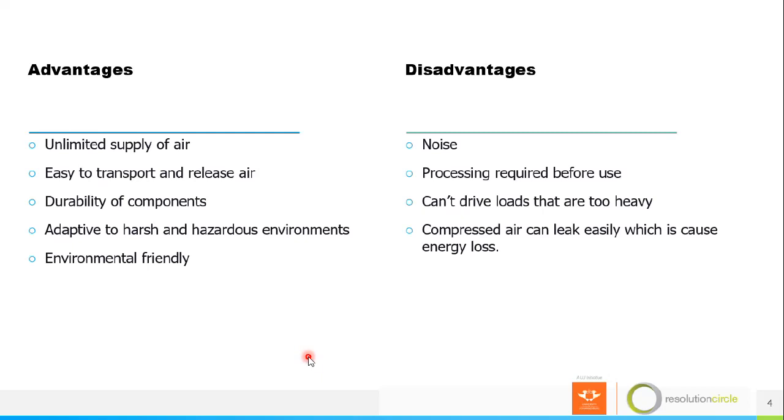Pneumatic systems are adaptive to harsh environments, and they're applicable in hazardous environments where intrinsic safety is a major concern, like in explosive plants. Since pneumatics does not cause any spark, it can do the job without any risk or potential hazard. And pneumatic systems are environmentally friendly since they don't produce any pollutants.